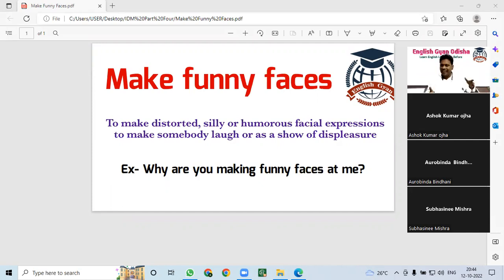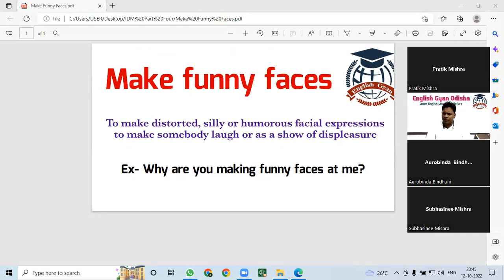Or silly. Sometimes it looks very foolish, silly like that. A humorous facial expression to make somebody laugh. Whenever somebody looks at you, obviously he is going to laugh. Or you are doing it to tease somebody as a display of displeasure. So you can take an example: why are you making funny faces at me? Why are you making funny faces at me? Like that you can say.